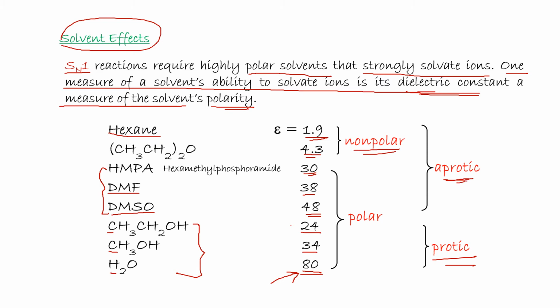From this data, I can expect water to be a very good medium for the SN1 mechanism. Alcohols, methanol, dimethyl sulfoxide are good, dimethyl formamide is good, and hexamethyl phosphoramide is good too.